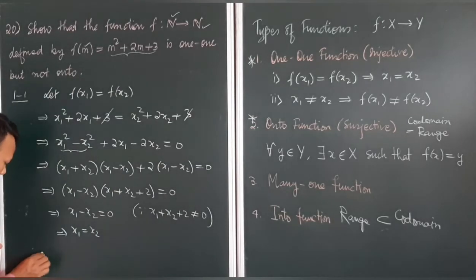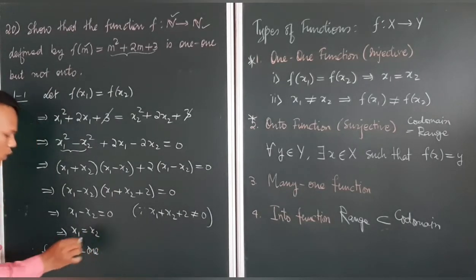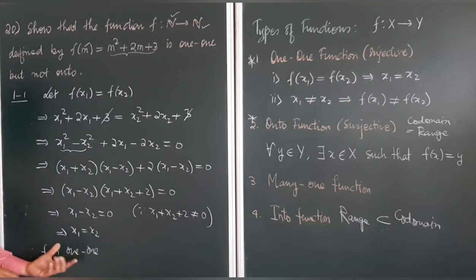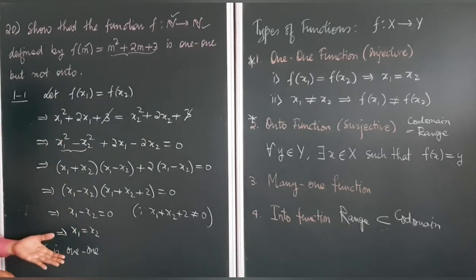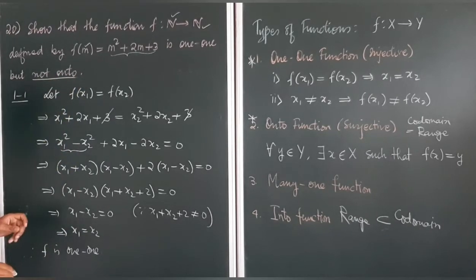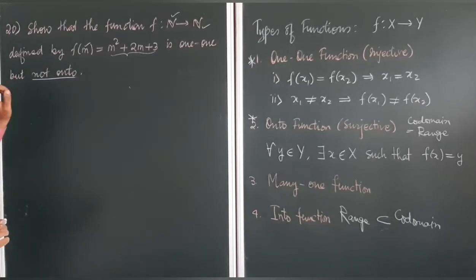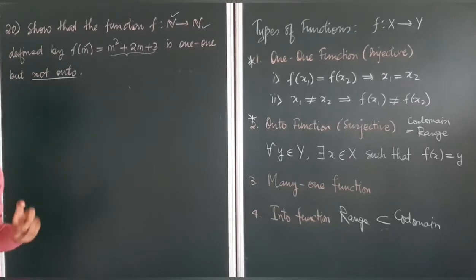So therefore f is 1-1. Alright, so this is how we show the function to be 1-1. Now we need to show that the function is not onto. I don't have space here, so pause the video and note it down. So now we want to show that the function is not onto.